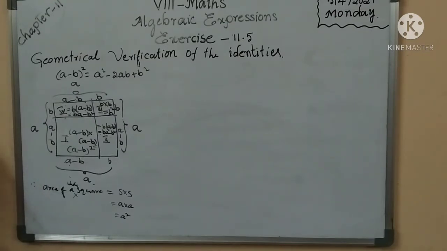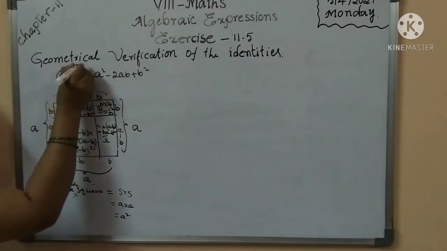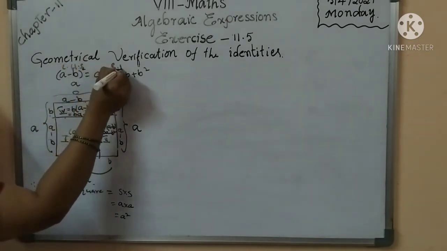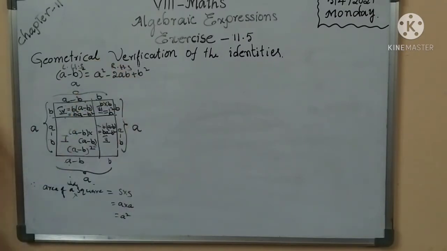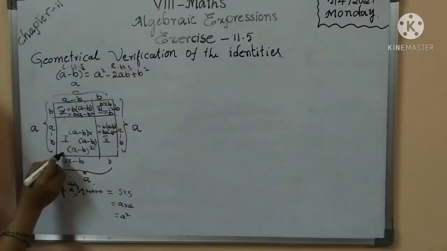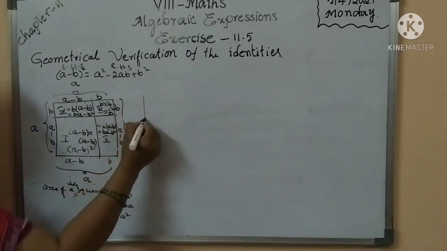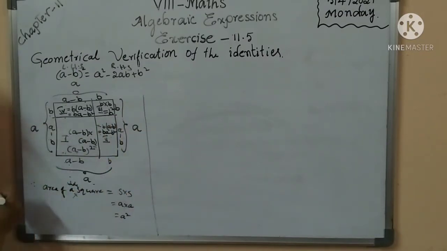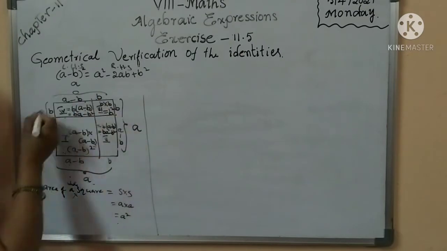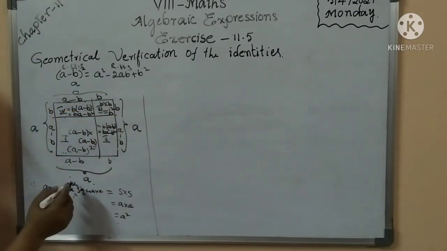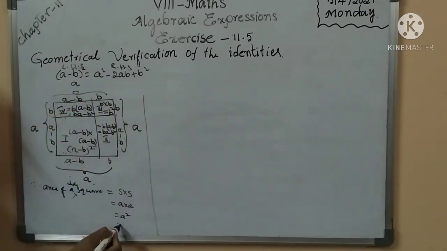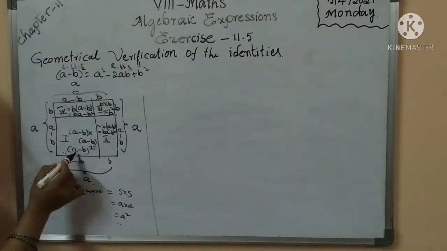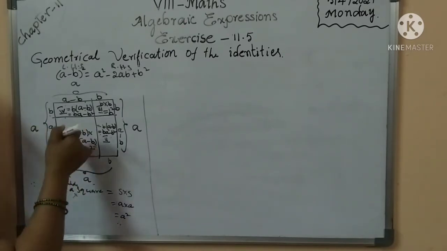Now here, we will find that (a minus b) whole square equals a square minus 2ab plus b square. This is the LHS and this is the RHS. Okay. Now here we already know the area of the first region. Because (a minus b) whole square is there, only here a square, it is the area of the whole square. The area of the whole square equals a square. So it is the first region, area of a square.